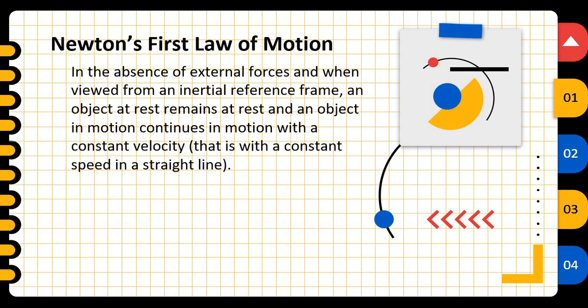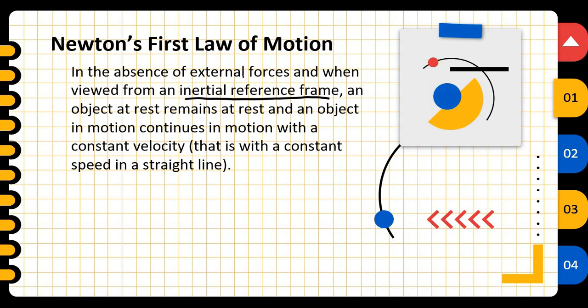So how will we state Newton's first law of motion? According to Newton's first law, in the absence of external forces, and when viewed from an inertial reference frame, an object at rest remains at rest, and an object in motion continues in motion with a constant velocity, that is, with a constant speed in a straight line.